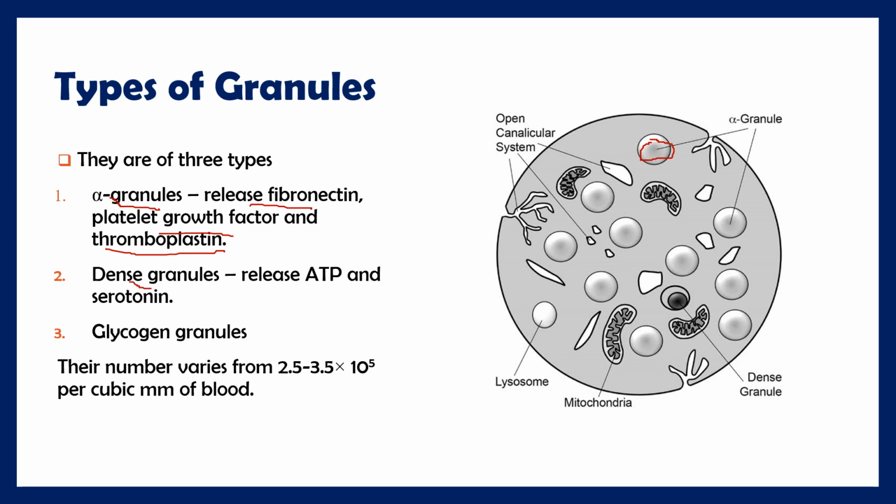Next one is dense granules. As we can see over here in this image, these release the ATP and serotonin hormone. And the third one is glycogen granules, which secrete glycogen. If we talk about their number, it varies from 2.5 to 3.5 into 10 raised to power 5 per cubic milliliter of the blood.